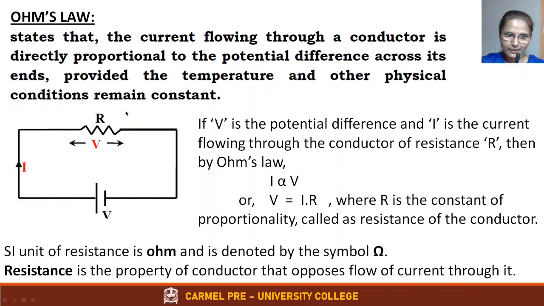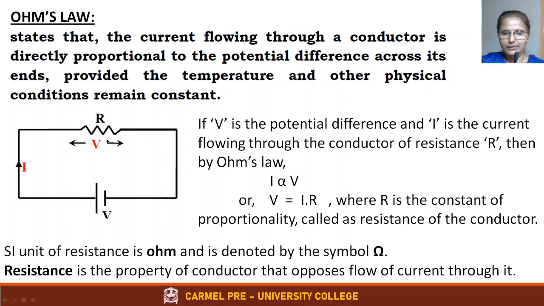So if this is the conductor having a resistance R, and if this is the voltage or the potential difference applied across it, then if this is the current flowing through it, according to Ohm's law, current flowing through the conductor is directly proportional to voltage applied across it or potential difference applied across it. So what we say is I is directly proportional to V, or V is equal to I into R, where we have to have a proportionality constant, right? So V is equal to I into R, where R is the constant of proportionality known as resistance of the conductor.